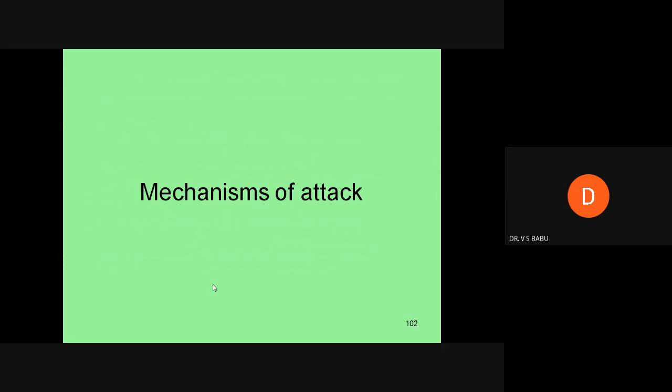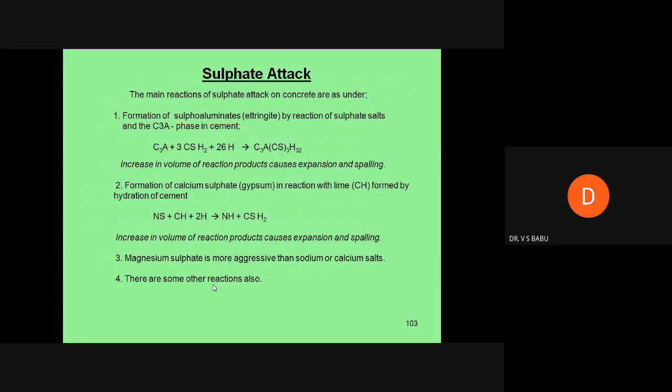Next, mechanism of attack. Most of the questions you may get will be on the mechanism of attack. What type of mechanism and how it will attack the concrete structure. You have to follow these mechanisms of attack thoroughly because you are research students. So you have to go through the basic mechanisms very thoroughly. Okay. First, sulfate attack. Sulfate attack, that means sulfo-aluminates, that means ettringite.